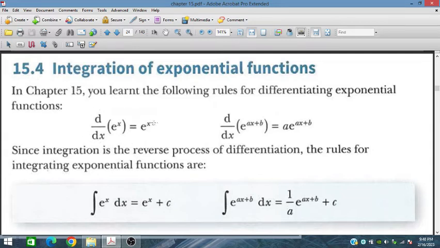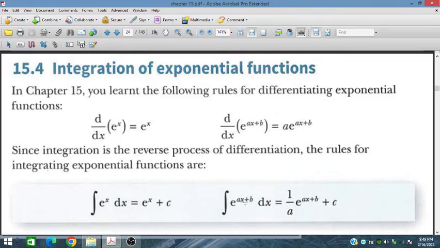In the previous chapter, we found the derivatives of the exponential function, e^x, and we obtained e^x. Similarly, for e^(ax+b), this comes out as a times e^(ax+b). So we take e^x and then differentiate the inner part, and then a appears at the side. Now if we take e^x as an integral, we get e^x plus c, some constant.